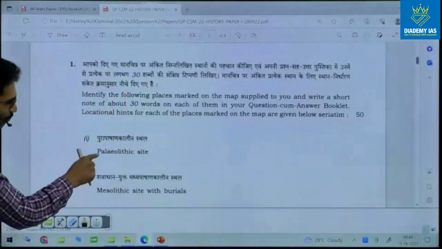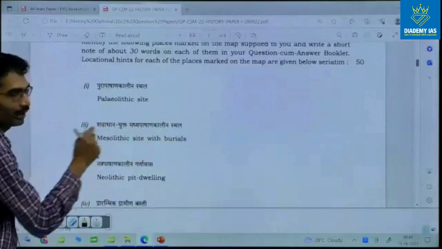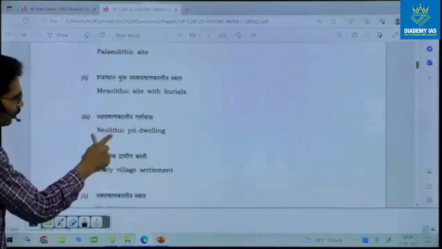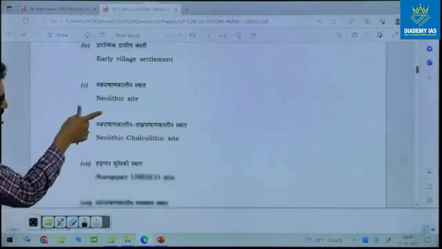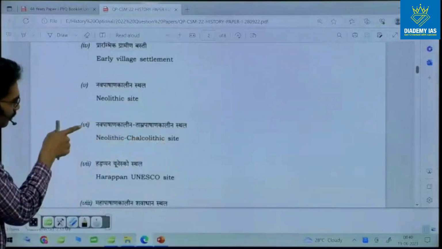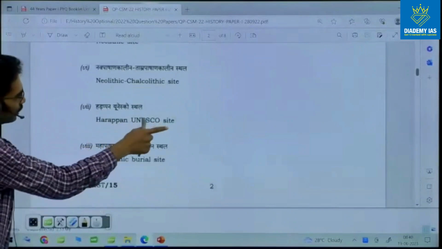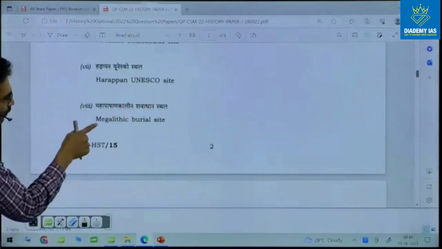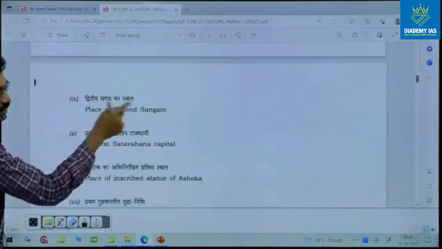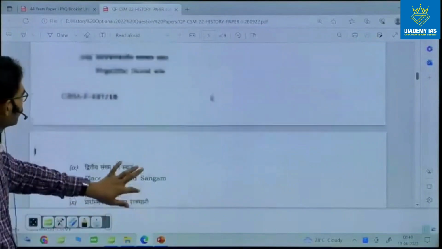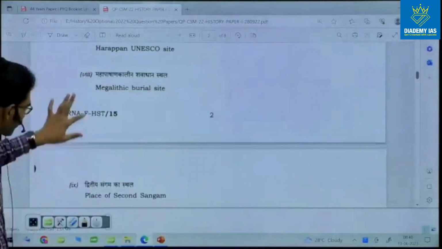Now you see Paleolithic site, Mesolithic site with burials, Neolithic pit dwelling, early village settlement, Neolithic site, Neolithic Chalcolithic. Now see up to the 6th question also Stone Age only. Harappan UNESCO site, 7th one. 8th one megalithic burial site, place of second Sangam. Now you see up to the 8th question almost prehistory and proto-history.